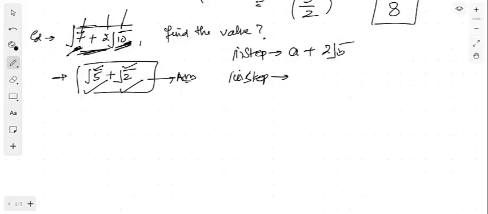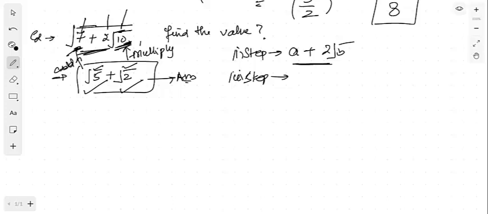You just have to think about one thing: the first thing is that the question must be in the form of a plus 2 root b, and the second step is that the two numbers must be chosen in such a way that they multiply to get the number present inside the root, and they add to get the number present here. Multiply to get b and add to get a.